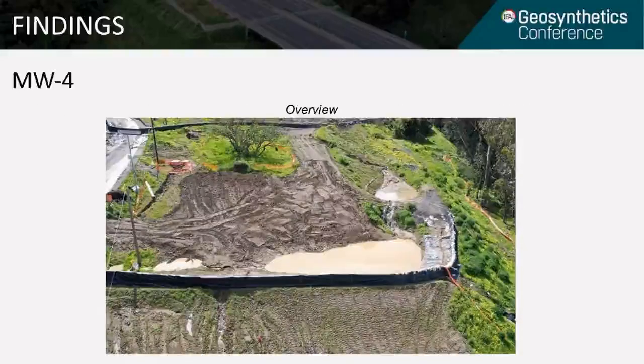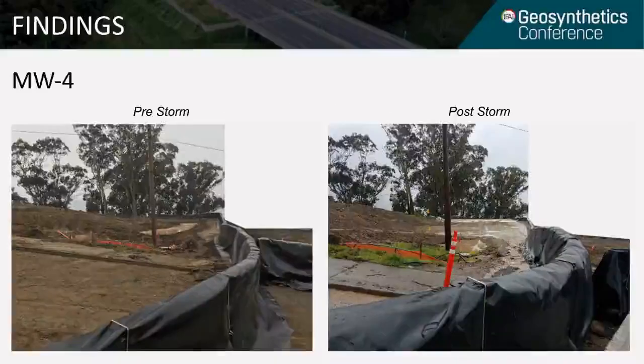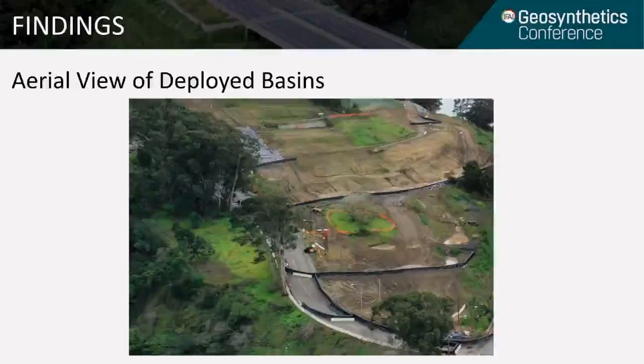Here you can see an overview of the combined barrier wall and excavated sediment basin. On the left, you can see the empty basin before a storm, and then on the right side, you can see the basin filled to the brim with turbid stormwater following a storm. And this is where we'd often have water trucks staged during storm events to pump water into when this basin got close to overtopping.